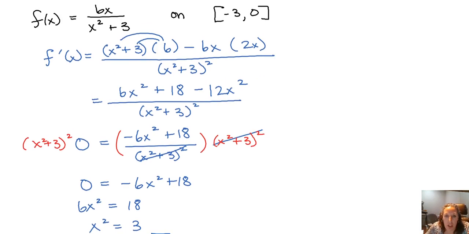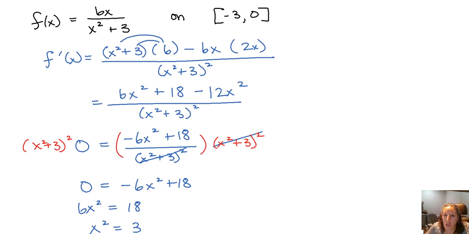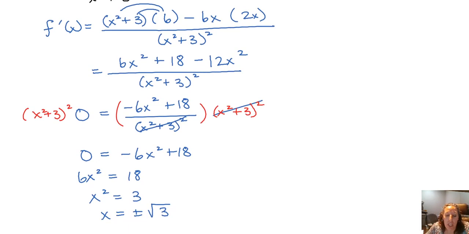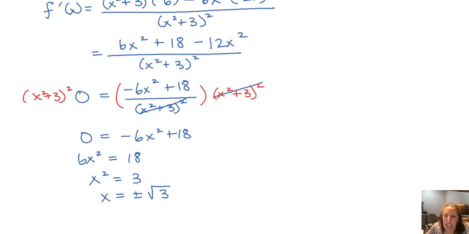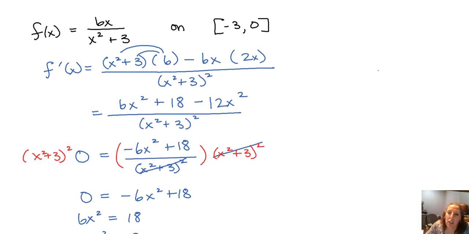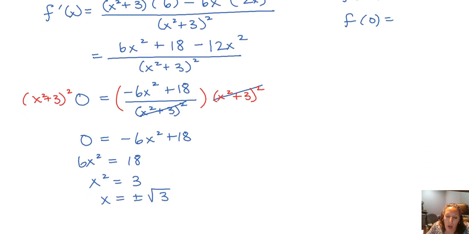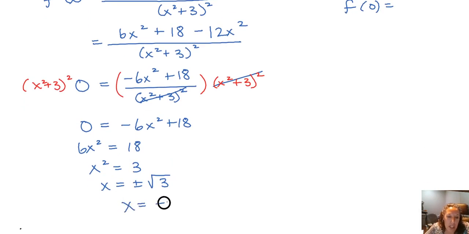And now we need to go back and look at our interval. We're looking at the interval from negative 3 to 0. So the only critical value that is in that interval, the only one we are interested in, is the negative square root of 3. And we're going to plug into our function our two endpoints, negative 3 and 0, and then our one critical value, the only one we're interested in, the one in our interval. And so we're going to plug in negative square root of 3.